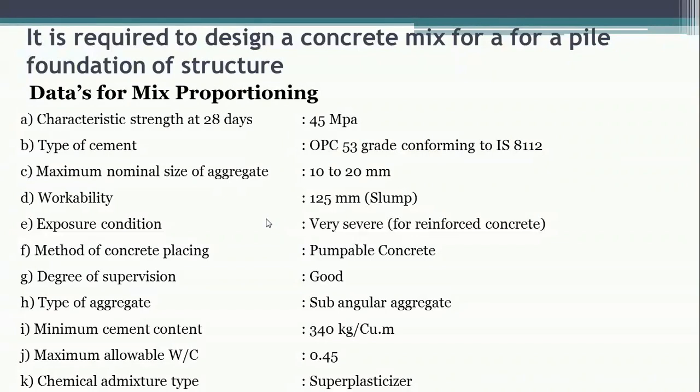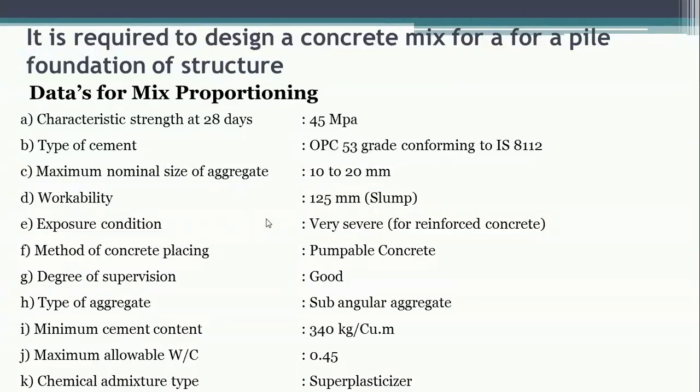Then maximum nominal size of aggregate, 10 to 20 mm. So 10 to 20 mm means that the maximum size of the aggregate is 20 mm. So it is 20 mm down size. In that, whichever is maximum, you have to take that value for the mix proportion.